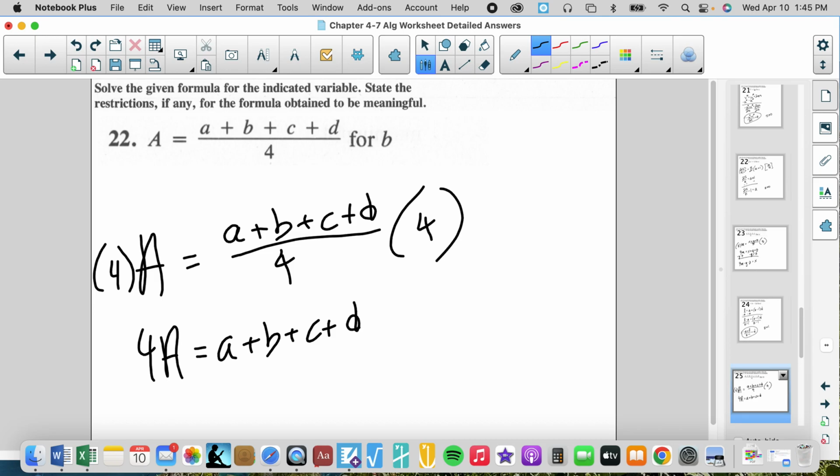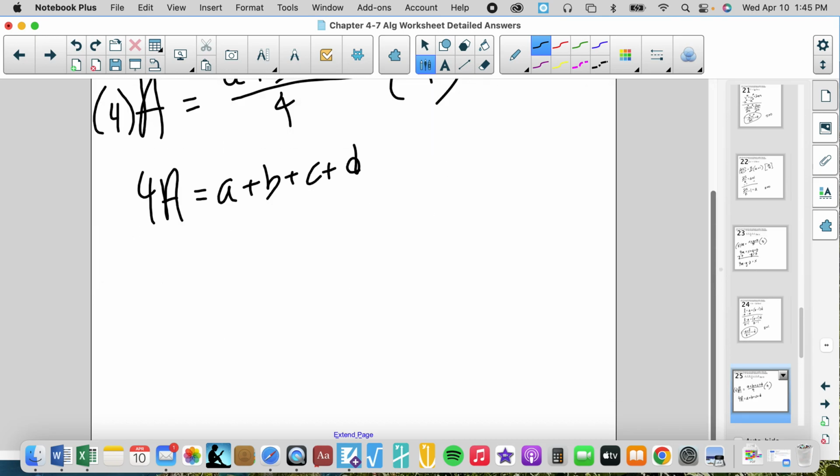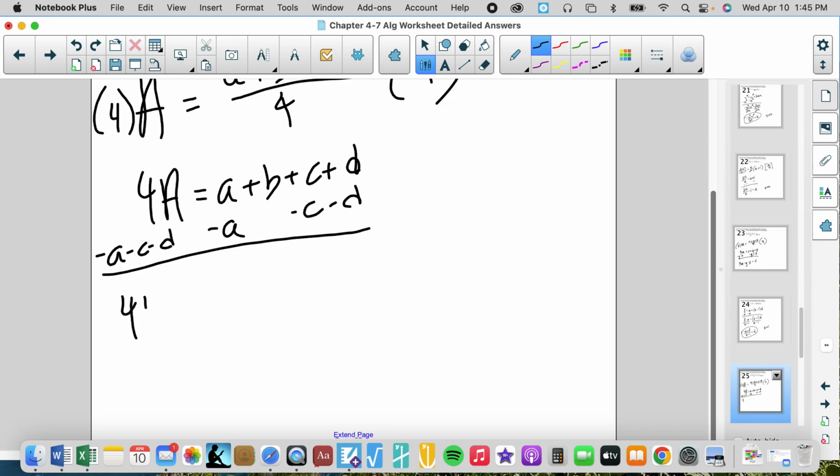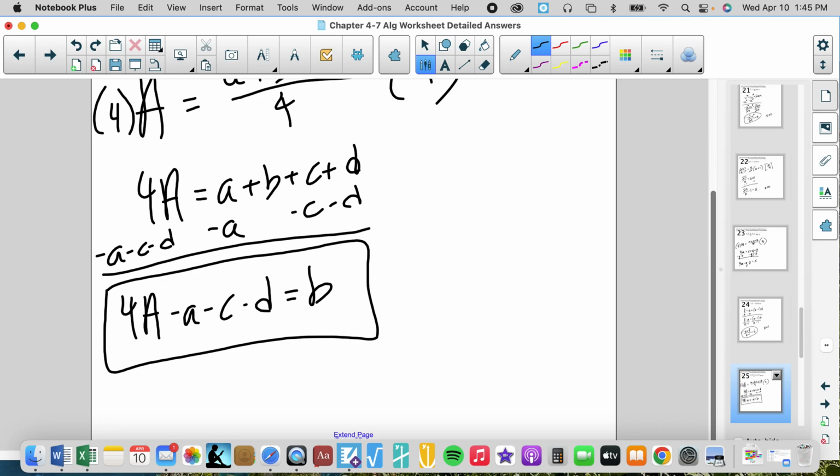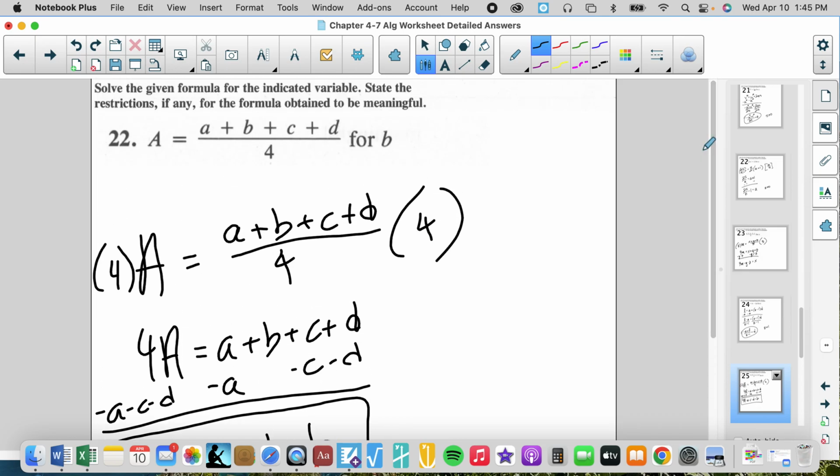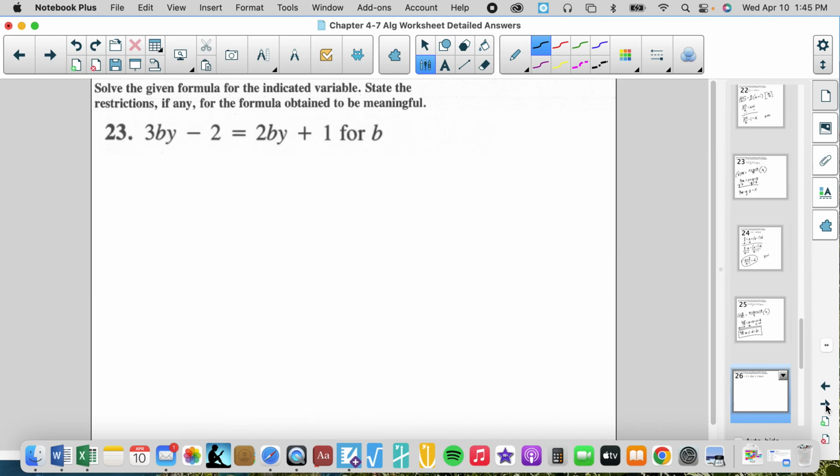They feel that more variables makes it harder? No. Minus A minus C minus D. We can do it all in one fell swoop because we are efficient. 4A minus C minus D equals B. That's kind of silly. That's a silly problem and no restrictions. No variables in the denominator.